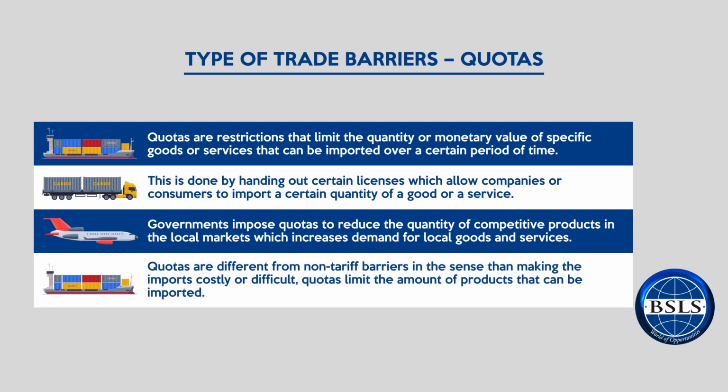Quotas are more effective as a trade barrier than tariffs in case the demand for a product is not price sensitive in the local markets. Example, India has import quota on pulses and US has quota on sugars.